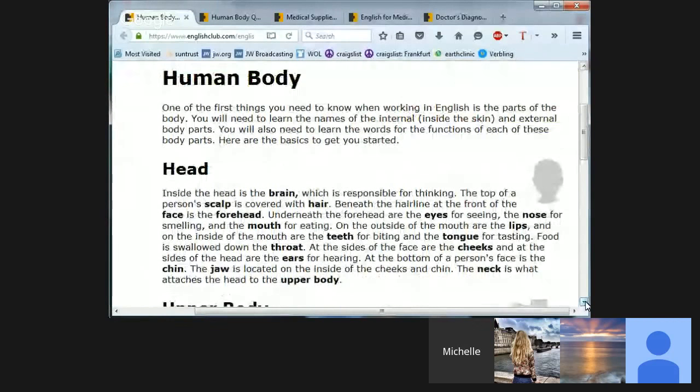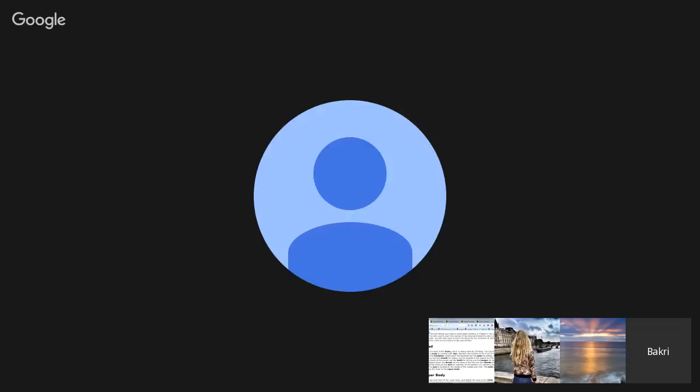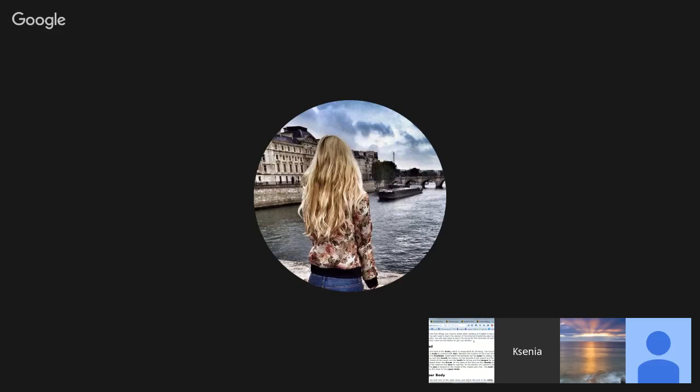This is kind of basic, just to cover the whole human body. So, maybe I can ask Ksenia, can you read the little introduction here? Yes. One of the first things you need to know when working in English is the parts of the body. You will need to learn the names of the internal, inside the skin, and external body parts. You will also need to learn the words for the functions of each of these body parts. Here are the basics to get you started.